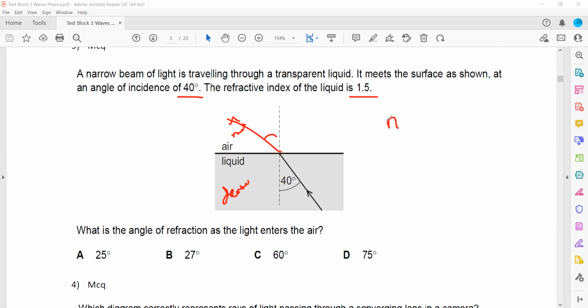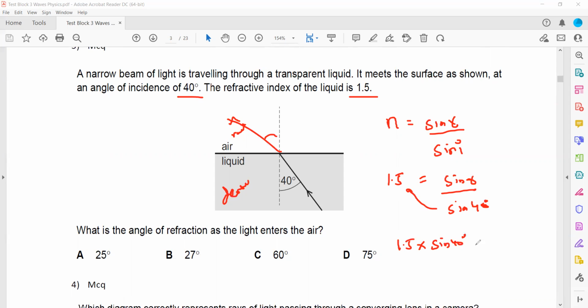So when going from denser to rarer, it is sine angle R over sine angle I, and the refractive index is 1.5. Sine angle R we don't know, and for sine angle I, the angle of incidence is 40. So 1.5 is divided on one side, and on the other side multiplied: 1.5 into sine 40 is equal to sine R.